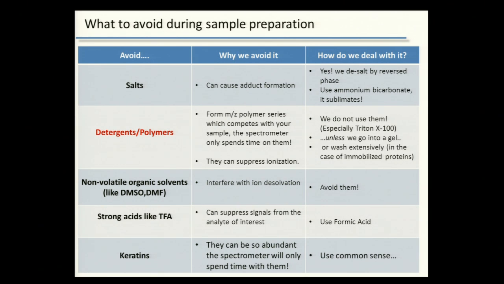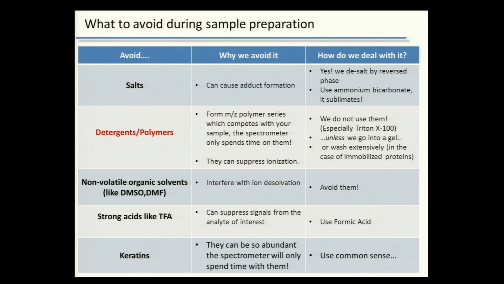They form m/z polymers, which the mass spectrometer will spend all its time sequencing. You will never get to see what was in your sample. The other thing is they tend to accumulate on the column and on the spectrometer. We've had instruments down for about a week just because we introduced detergent and didn't remove it. And they can also suppress ionization. So if we can, we avoid them.